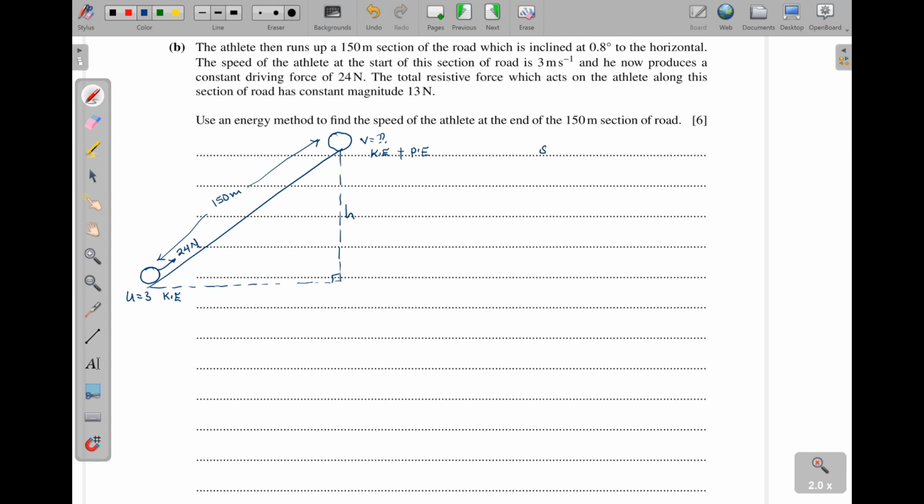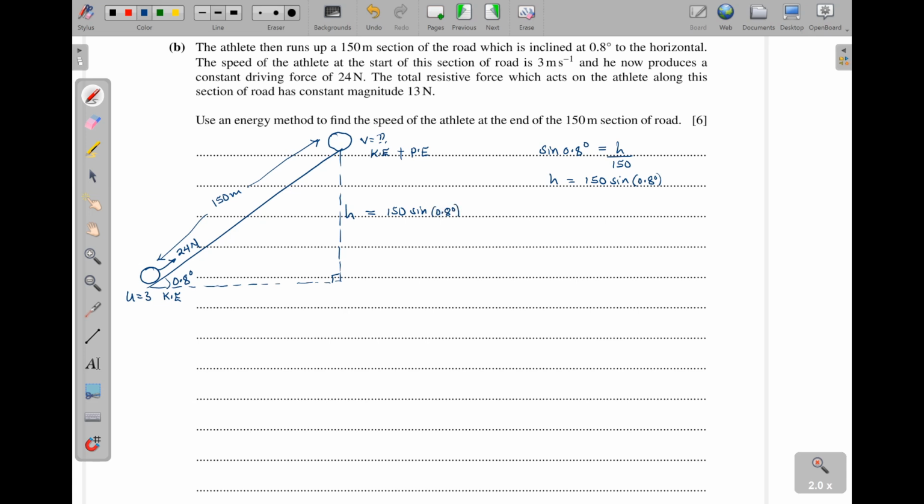So I can use my SOHCAHTOA: sine of theta, which is 0.8 degrees, is equivalent to the opposite, which is h, over the hypotenuse, 150. So h is going to be equal to 150 sine of 0.8 degrees.